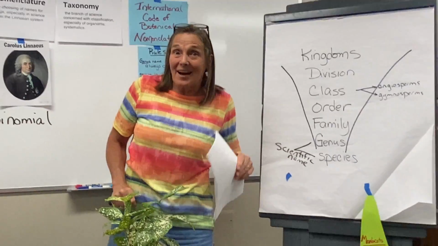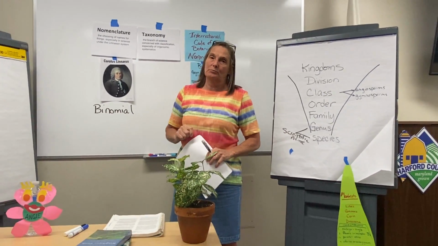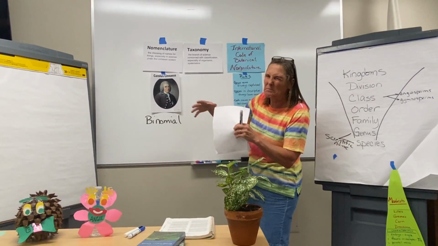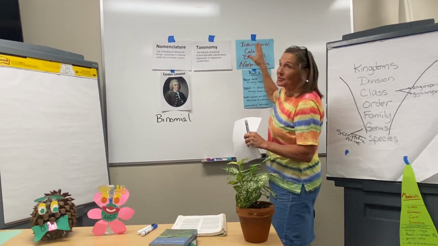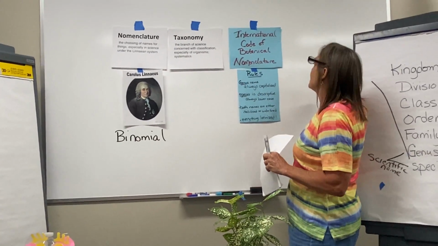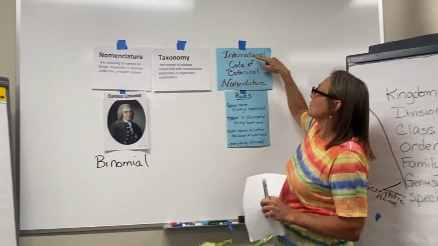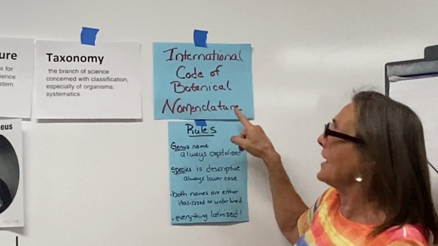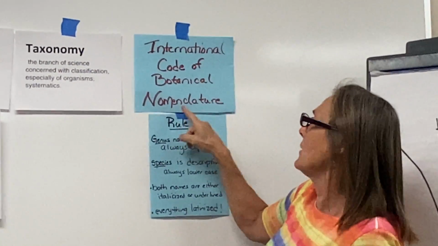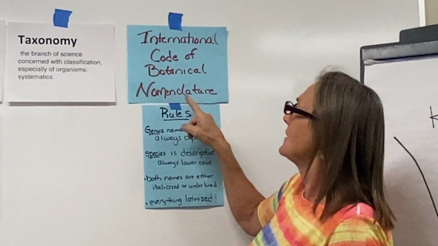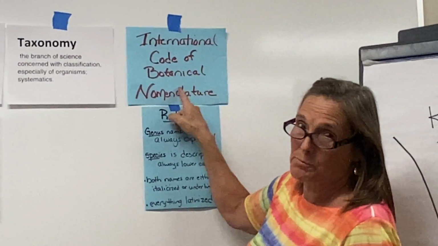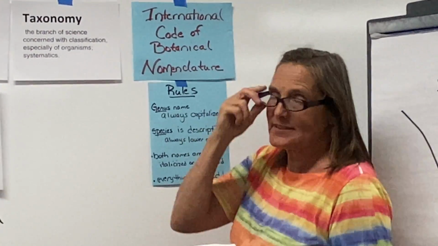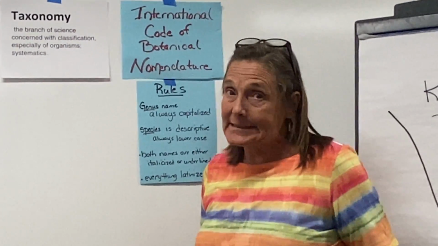So when he designed this system, there had to be some rules. Since the time that he designed the system, it's been modified a lot. But in the year of 1753, there was an organization established called the International Code of Botanical Nomenclature. Remember, nomenclature means naming. So this organization was responsible for this new naming system. They had some very specific rules. They used the Latin language.